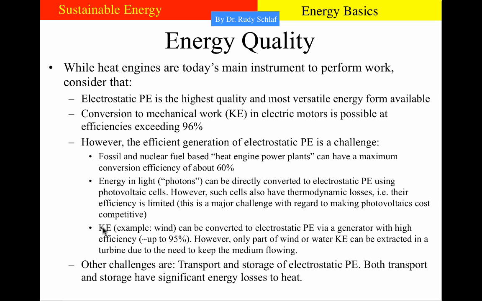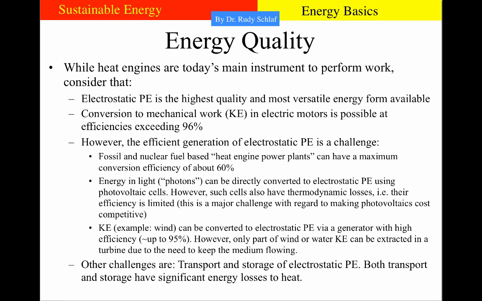If we utilize kinetic energy that is available to us, wind comes to mind. That can, of course, also be converted to electrostatic potential energy with high efficiency. Generators can reach 95%. However, it is rather impossible to get all the energy out of the wind because the wind has to keep moving as it goes through the wind turbines. Therefore, we cannot extract all of the kinetic energy that is in the wind. So the main problem with electrostatic potential energy is really to make it in the first place.